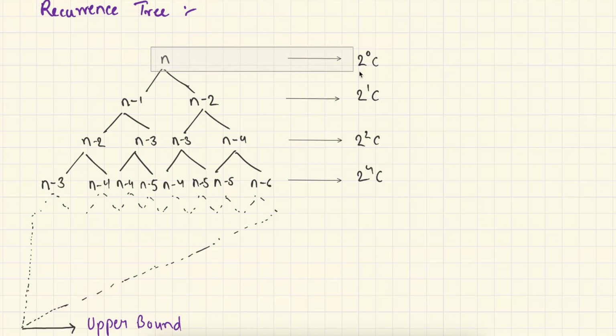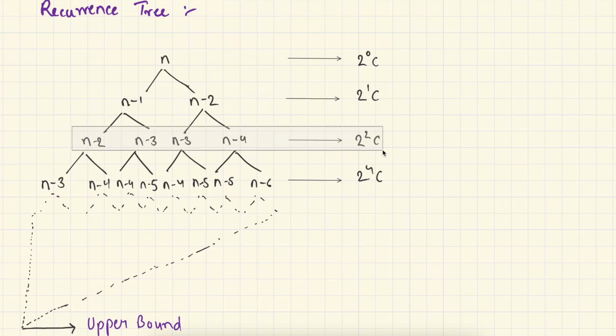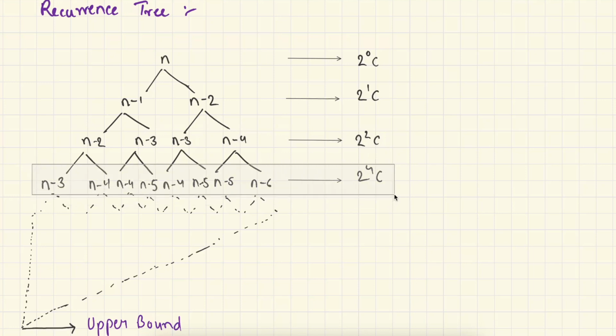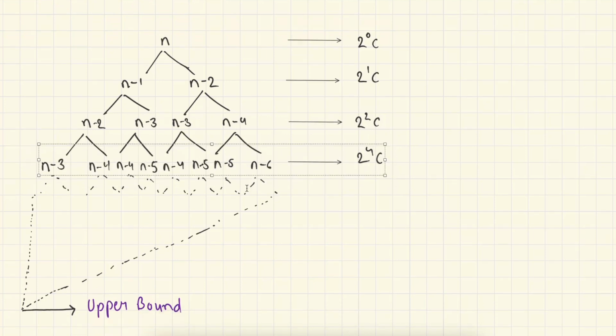And at each level we are doing this amount of work. At the first level we are doing constant amount of work. At the second level we are doing 2c amount of work. At the third level we are doing 4c amount of work. And at the fourth level we are doing 2 to the power 3 times c amount of work. Now if you observe this tree carefully, you can see that the left part of the tree is growing very slowly. It means at each level we are reducing n by only 1.